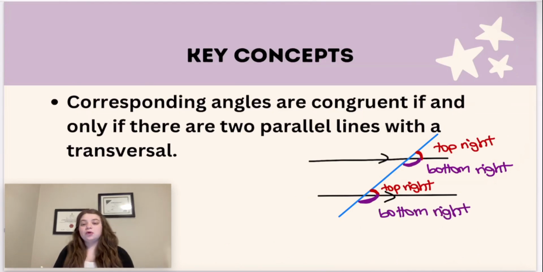And so if both the angles are on the top right with respect to the parallel lines and the transversal, that means they're the same measure, they're congruent. Same thing if they're both bottom right, what if they're bottom left, what if they're top left, etc. If they're both in the same position, then that means they are congruent in this scenario where we have two parallel lines and a transversal. Now, this does not work if the lines are not parallel with the transversal.